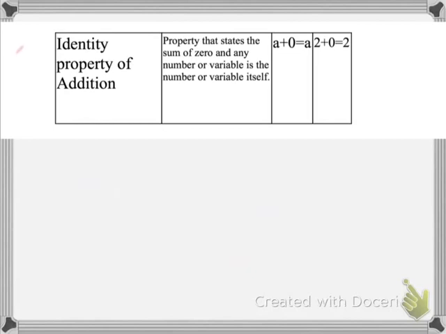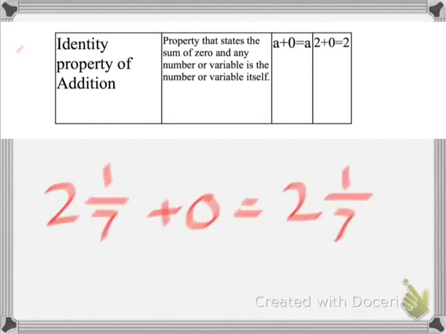The identity property of addition. Property that states the sum of 0 and any number or variable is this number or variable itself. 2 1/7 plus 0 equals 2 1/7. If you add 0 to any number, the sum is that number.